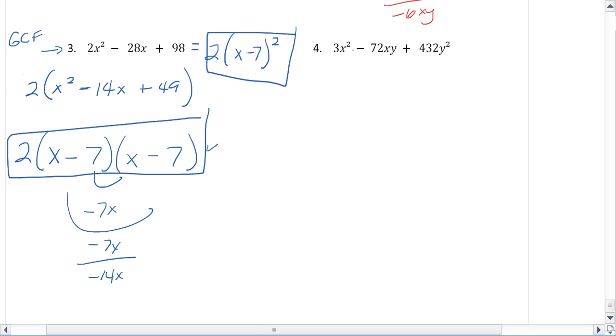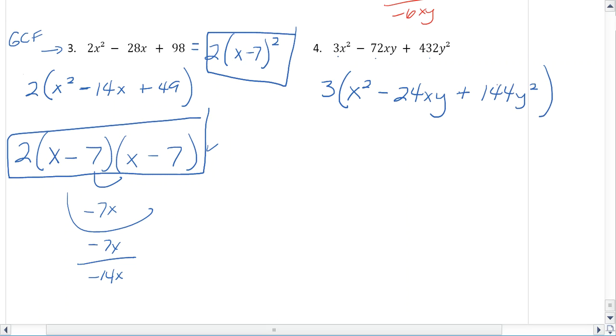So now number 4. Oh, what a mess. Our life would be easier if 3 was a GCF. So let's do some dividing and check. And they all do divide by 3. So we have an x squared. 72 divided by 3 is 24. And if I did this right, 432 divided by 3 is 144. So I have a 144y squared.